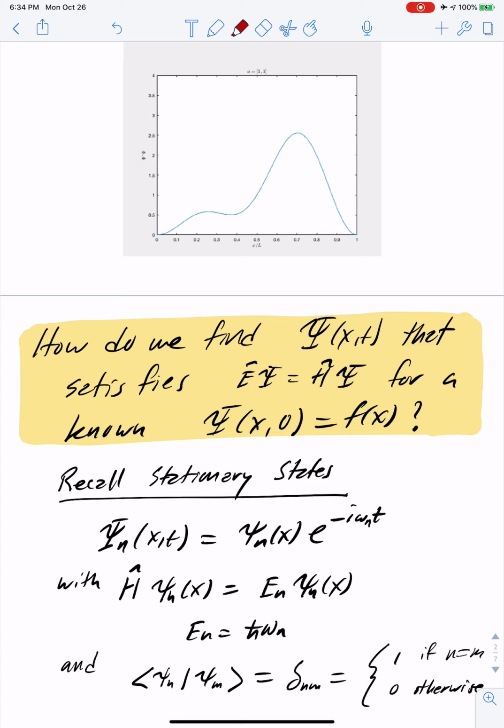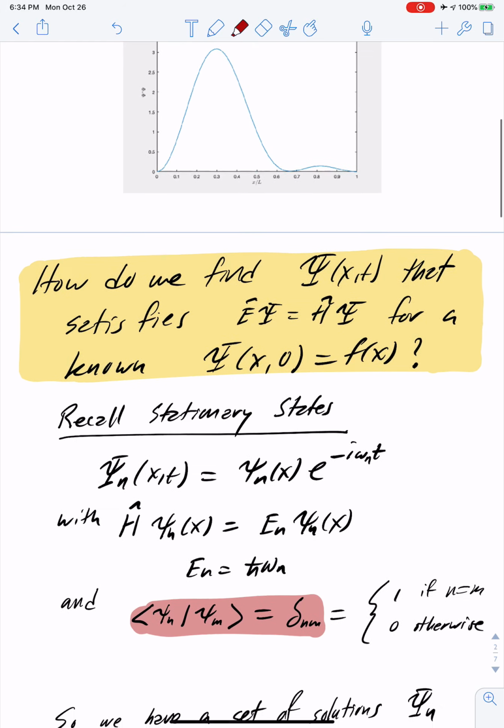Now the nice thing is that different stationary states are orthogonal to each other. This is a really useful property. If you take any two of them and take the inner product, you're going to get 0 unless they're the same. So if you take the inner product of one of those stationary states with itself, you get 1, but if you take it with any other stationary state, you get 0. This is very much like the orthogonality of the basis vectors in a regular vector space. Okay, so we get to use this property to our advantage.